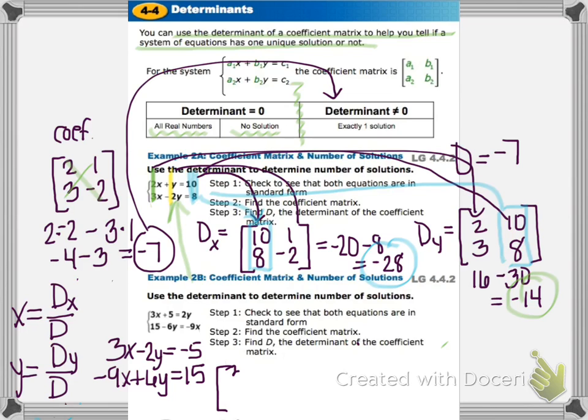And we do that by taking just the coefficients, so that will mean that the x coefficients and then the y coefficients will create a matrix. And now we're going to calculate the determinant of that by multiplying the two diagonals and subtracting them. So 3 times 6 is 18. And negative 9 times negative 2 makes a positive 18. 18 minus 18 is 0.